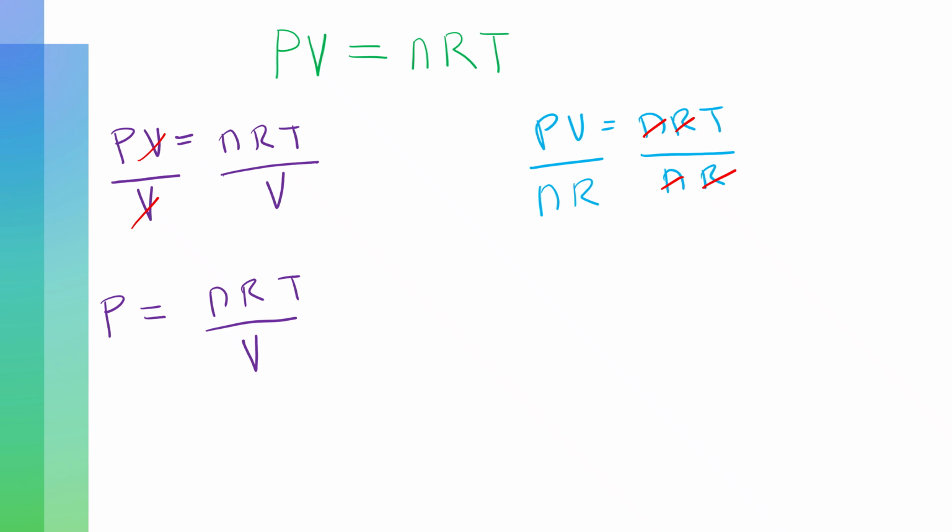Let's now write out the equation again, but let's write temperature on its own on the left-hand side of the equation. So we've got T is equal to pressure times the volume divided by the amount in moles times the ideal gas constant. So it's T is equal to P times V divided by N times R.